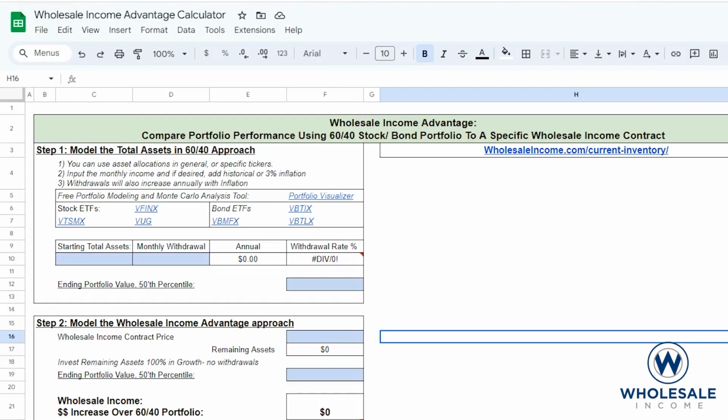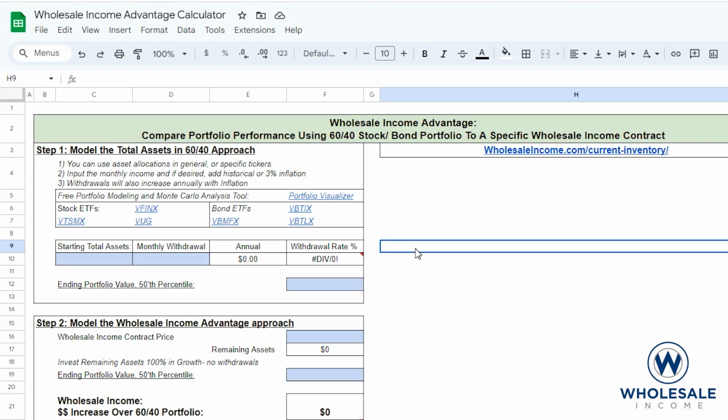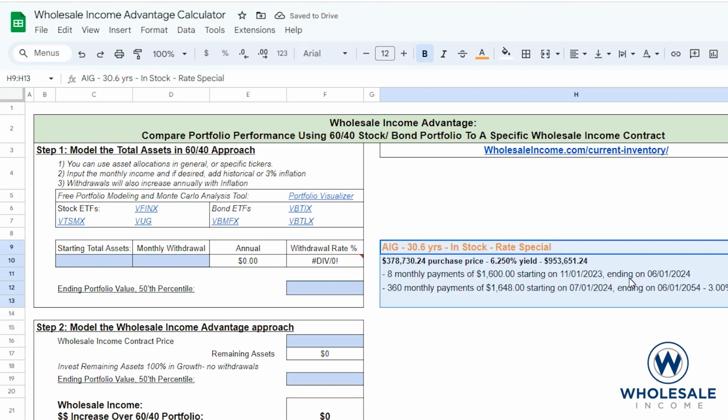And what I'm going to do is come over to this little tool that we have. This tool is available for your download in Microsoft Excel if you want to use it as well. It's a great way to look at the Wholesale Income Advantage strategy with one specific case in mind.